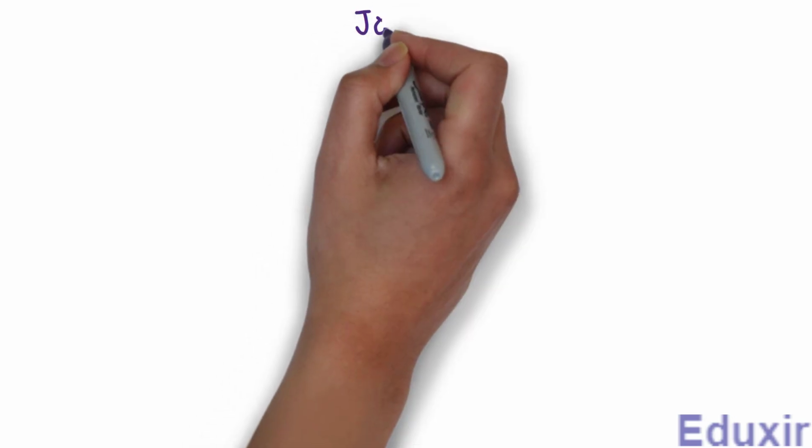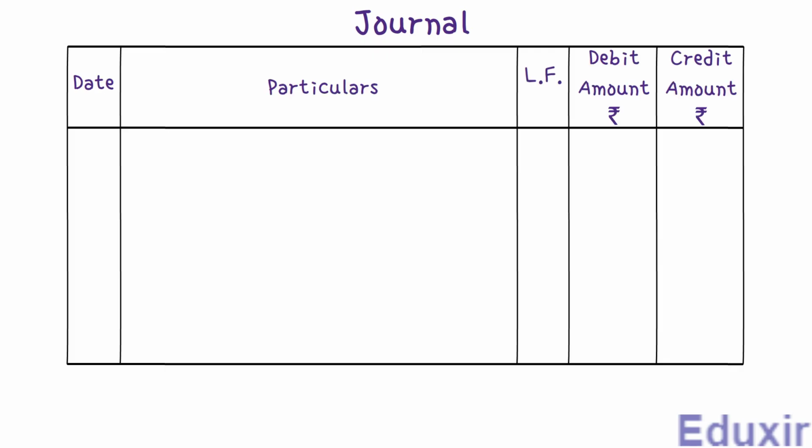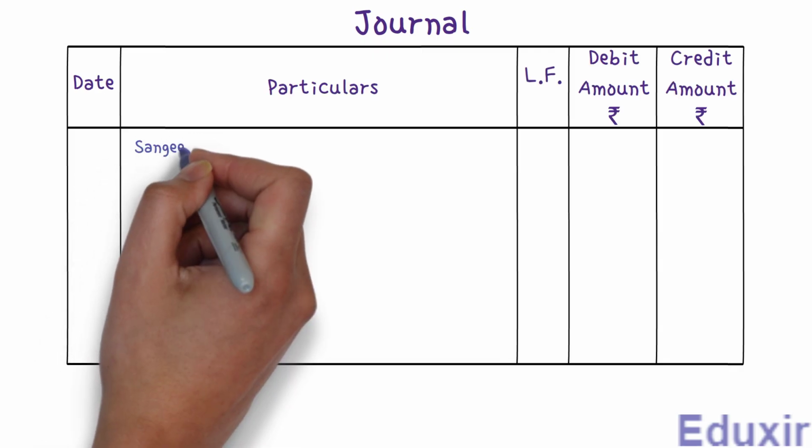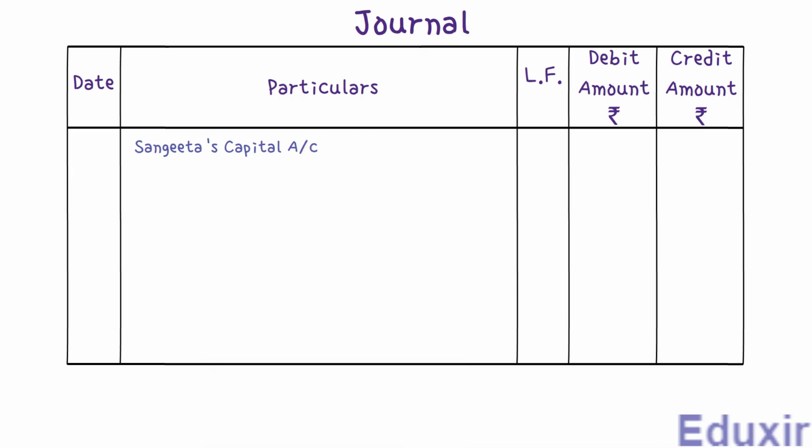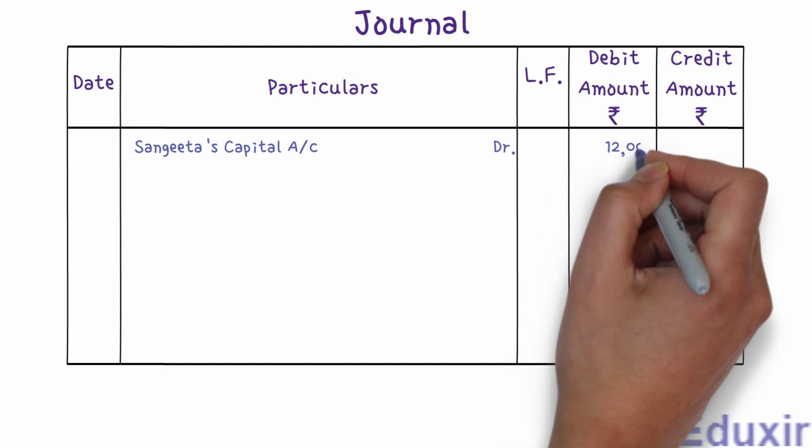Let's first write the journal header. Let's then have the rest of the journal format. Now, let's first write the partner Sangeeta's capital account as the debit entry. Let's also write the text DR to indicate that this is a debit entry. Let's then write the debit amount of 12,000 rupees in the debit amount column.